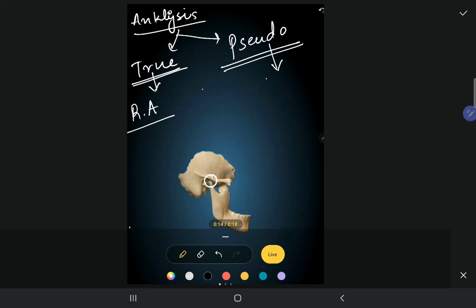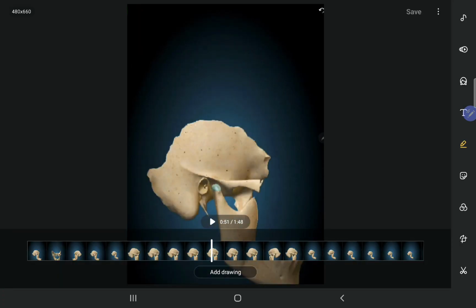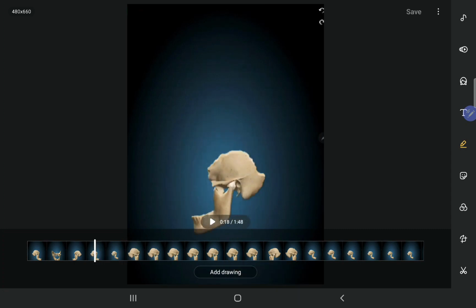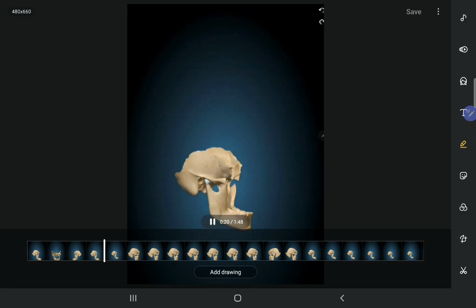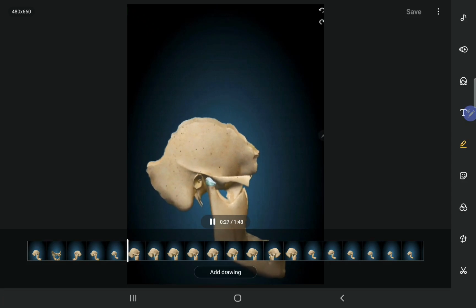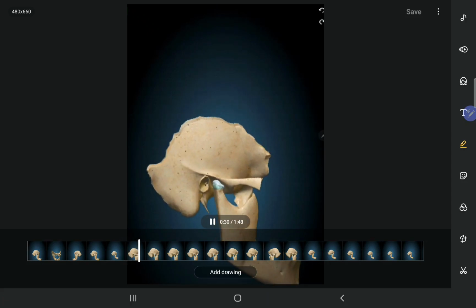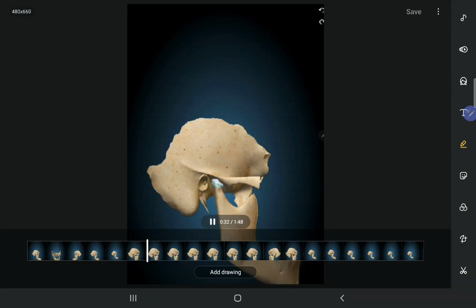So let me just give you a brief about the classification as well. So if it is within the capsule, let me just show you guys the capsule over here. So guys, this is the capsule. And then here we have the articular disc between the glenoid fossa and the condylar head. As you can see, this blue one. So this is the articular disc which is present between both of them. If I remove it, you will be able to see it clearly. Now you can see I have removed the articular disc.